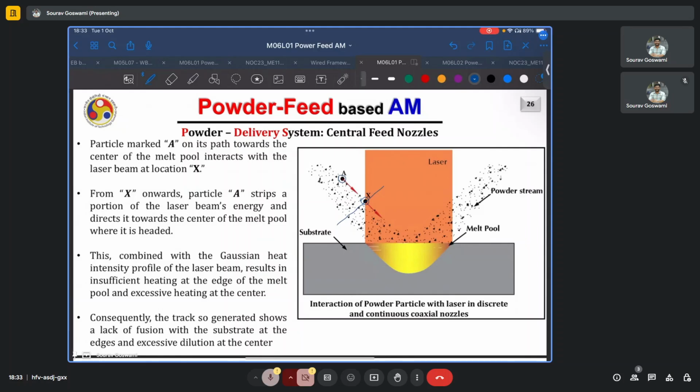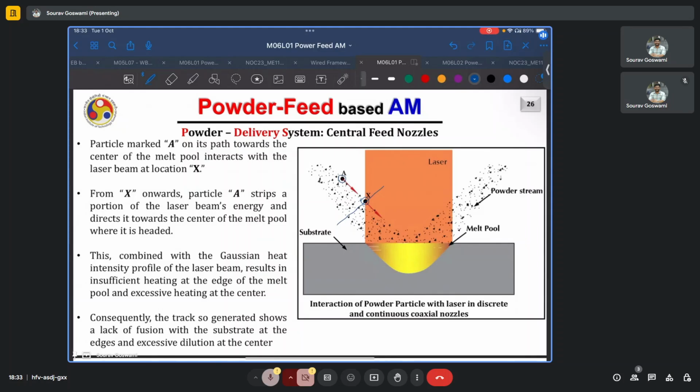So particle A, on its path towards the center of the melt pool, interacts with the laser beam at location X, as we just saw. From X onwards, particle A strips a portion of the laser's energy and directs it toward the center of the melt pool where it is headed. This, combined with the typically Gaussian heat and intensity profile of the laser beam, results in insufficient heating at the edge of the melt pool and excessive heating at the center.